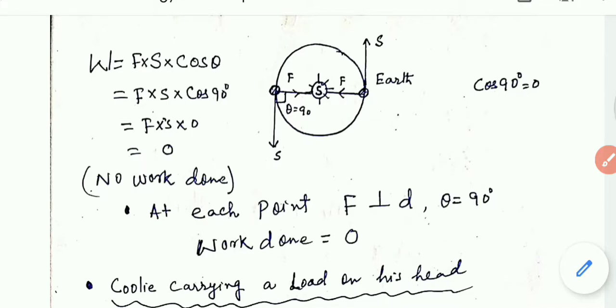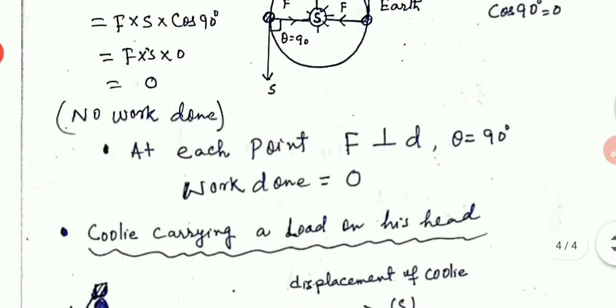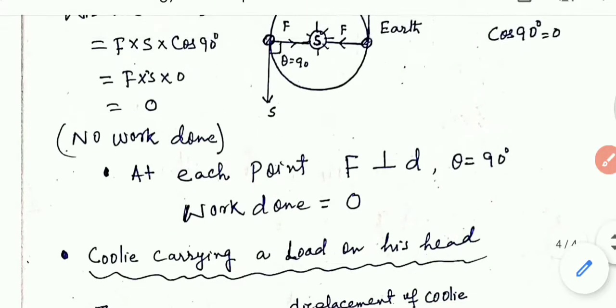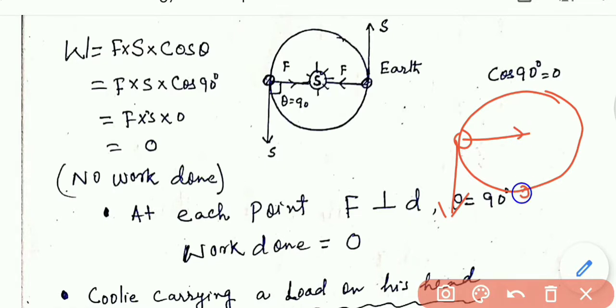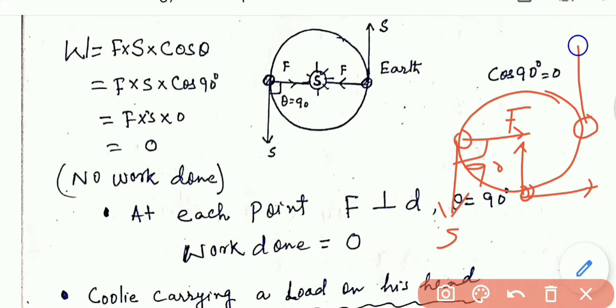Now look at this. At any point, the direction of the displacement is in that direction and the force is in that direction. At this point, the direction of the displacement is in that direction and the force is in that direction. Now look at this. This is the direction of the force and this is the direction of the displacement. Look, the angle between F and s is 90 degrees. If you check each and every point, here the direction of the force is that direction, and the direction of the displacement is in that direction. So the angle at each and every point is 90 degrees. Here 90 degrees, here 90 degrees.